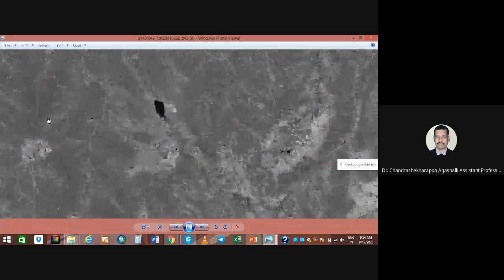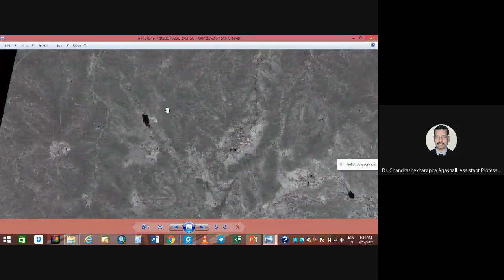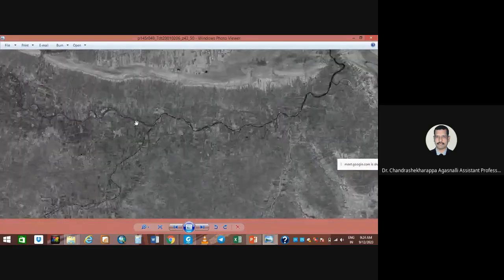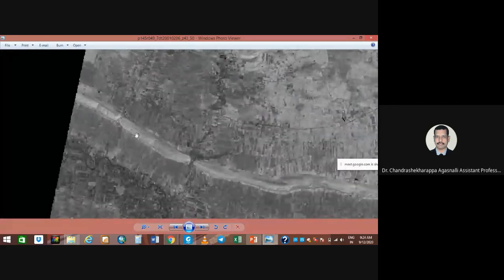This is a town and these are the roads. You just need to understand the things very clearly. Yes, this must be the canal.